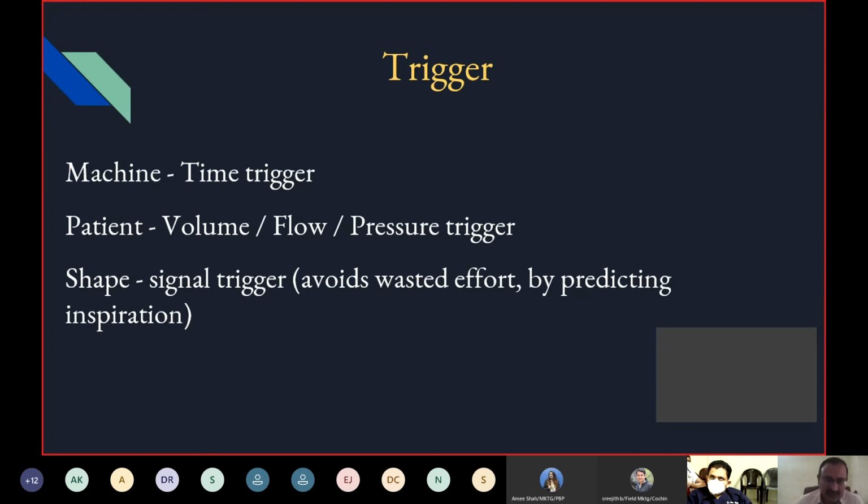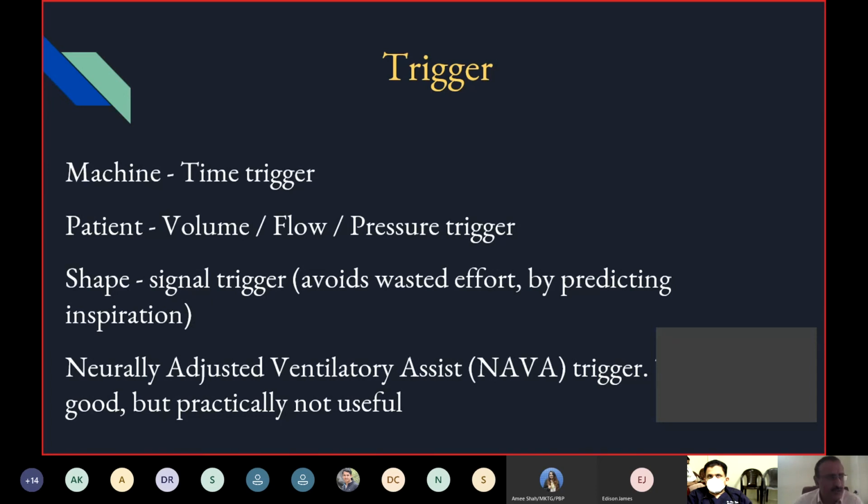Later modifications were shape signal triggers, which basically look at your flow volume loops and pressure volume loops, and the machine decides that this patient is most likely going to take a breath now and gives it. It was supposed to avoid wasted breaths by predicting the inspiration, from the way the patient was breathing till then. So it synchronizes. But did it work well? No, it was not that good. So it is not seen very often nowadays.